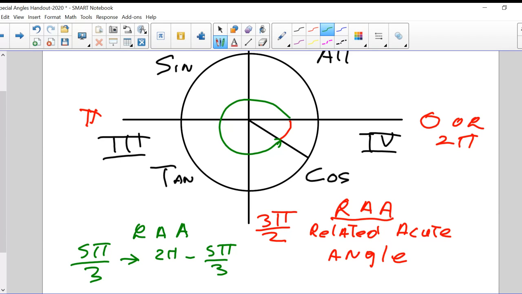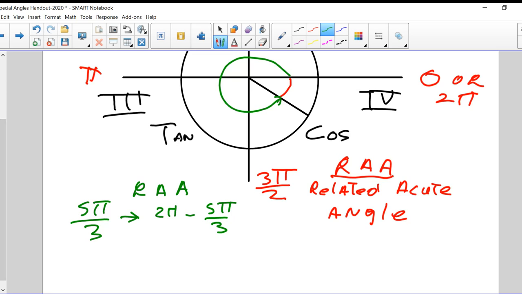Now, think of this 2 pi as an improper fraction, the same thing as 6 pi over 3. That's the same thing as 2 pi, right? 6 over 3 is 2. And you're subtracting from that 5 pi over 3. The denominators are the same, so that gives you pi over 3. Does that make sense? I want to make sure everybody's okay with that before I go any further.